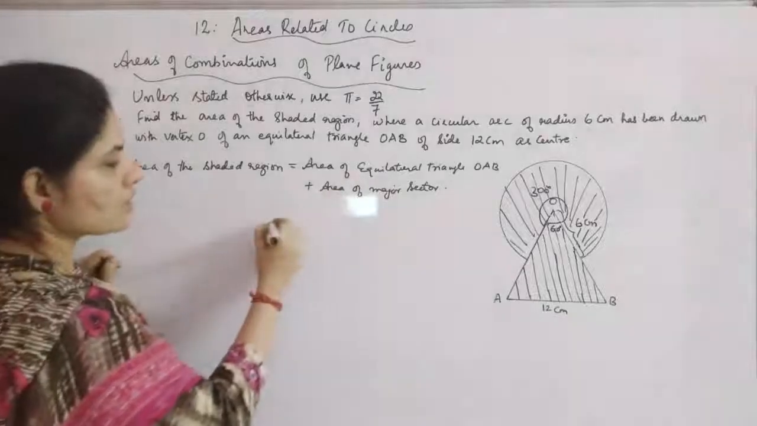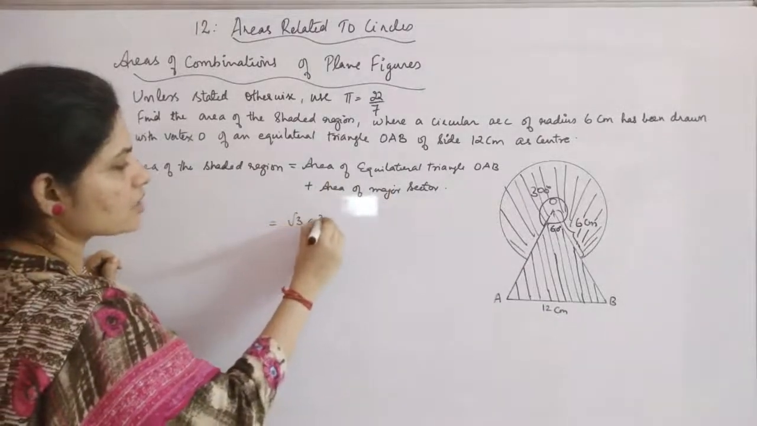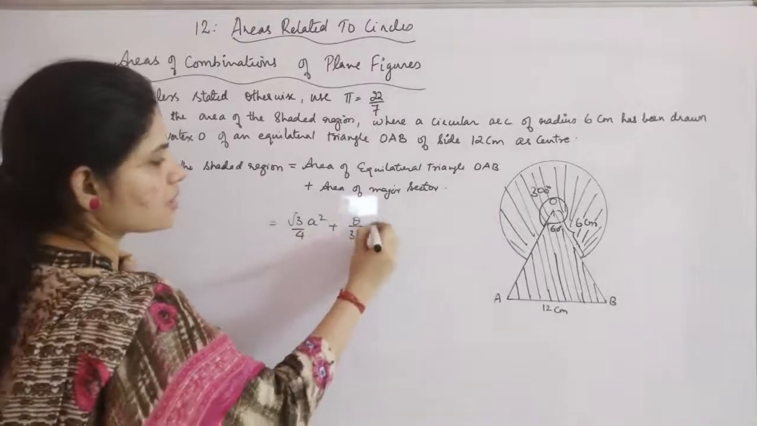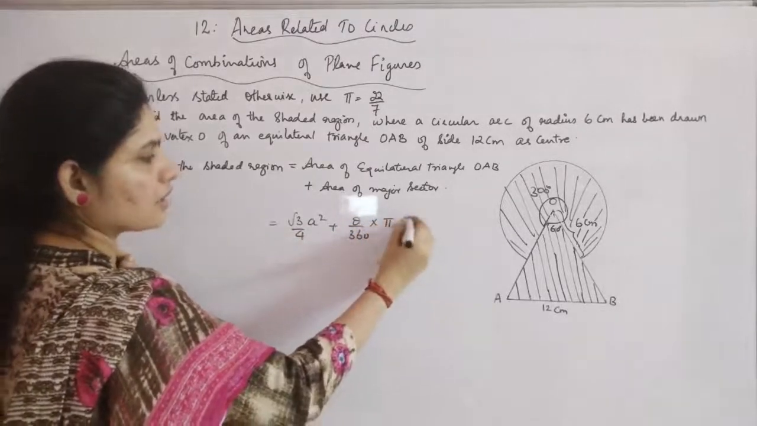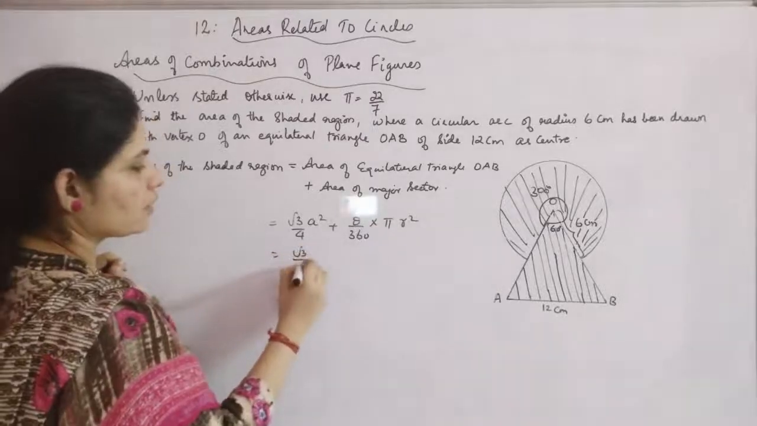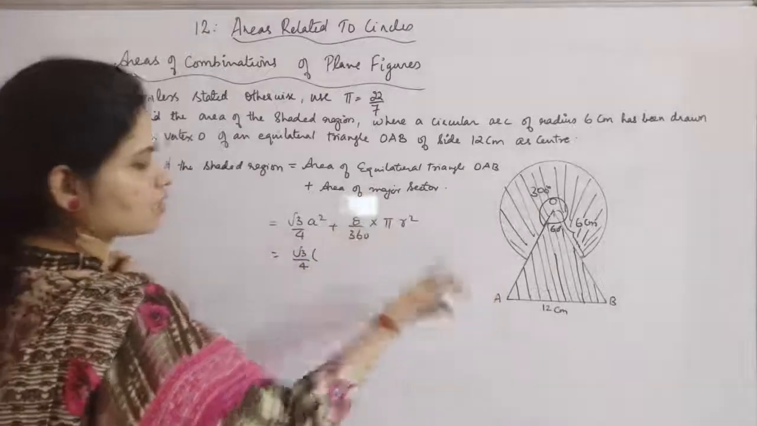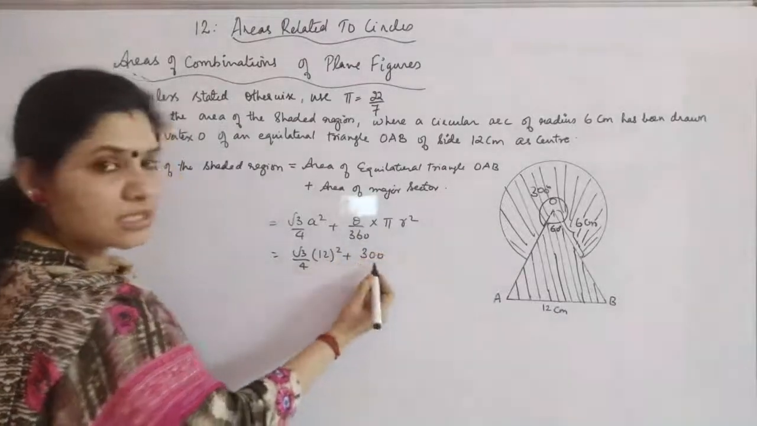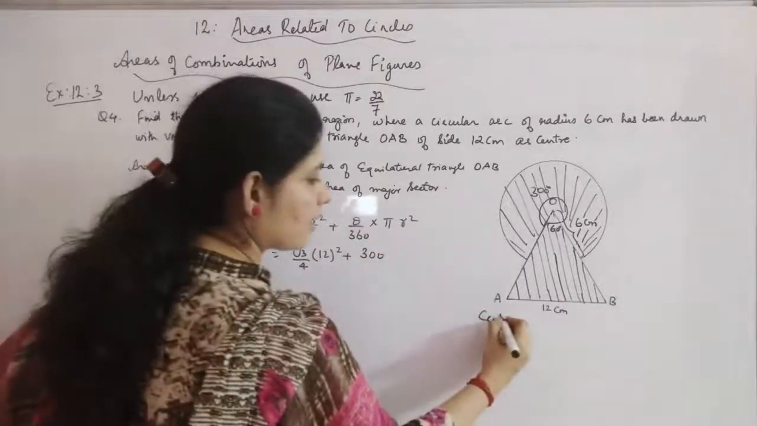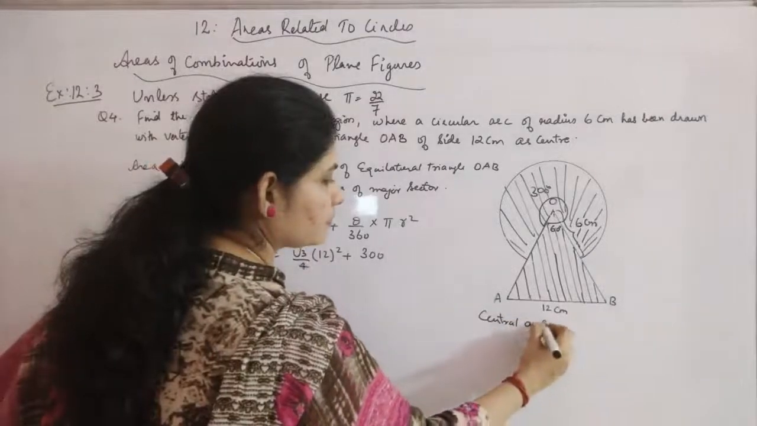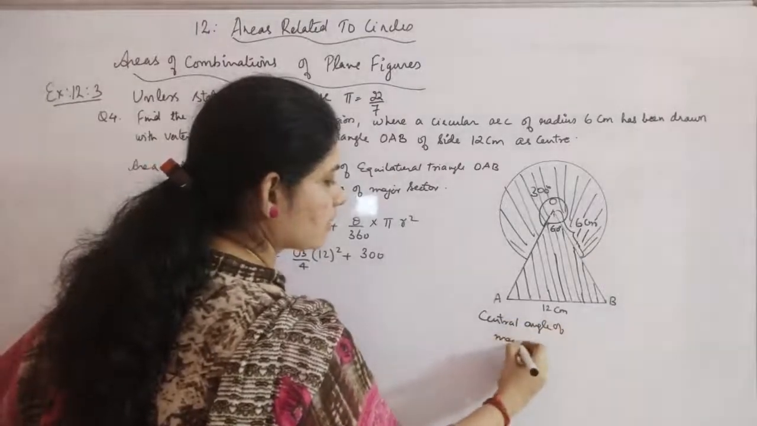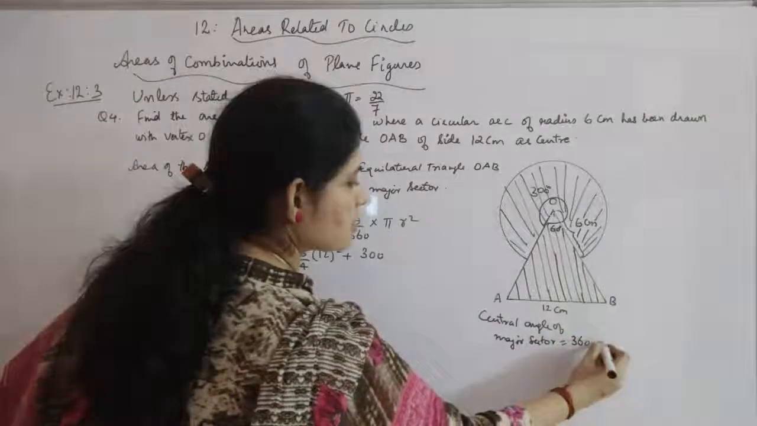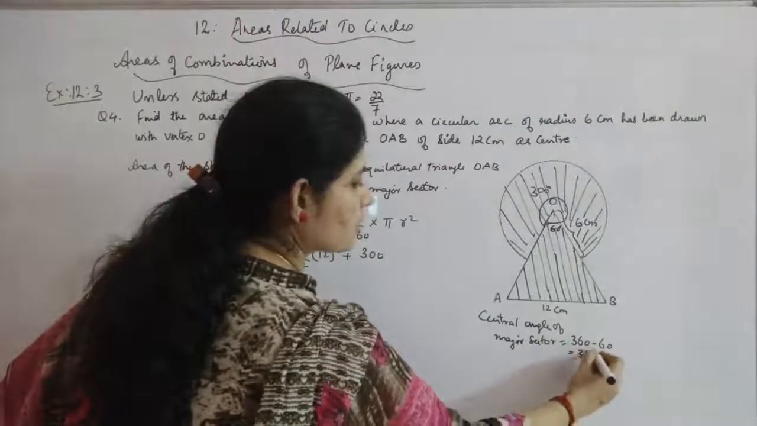What is the equilateral triangle's area? Root 3 a square by 4, plus here you will have theta by 360 into pi r square, right? Root 3 by 4 a square. What is a here? 12. So 12 square plus theta is 300. You got the concept of 300: the central angle of the major sector is equal to 360 minus 60, which is equal to 300 degrees.